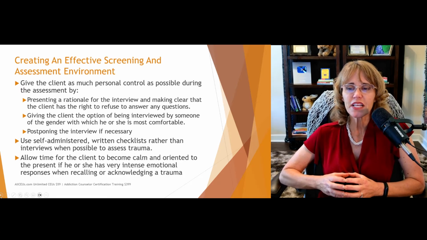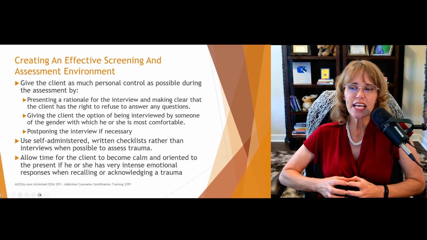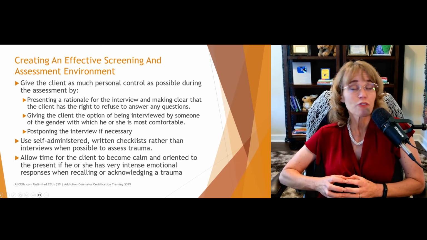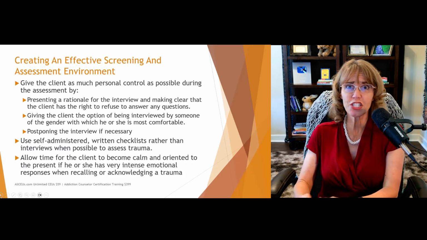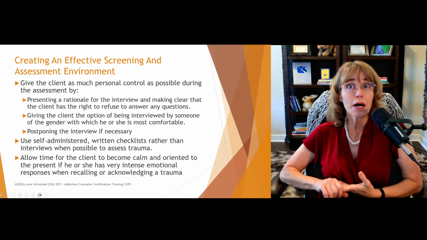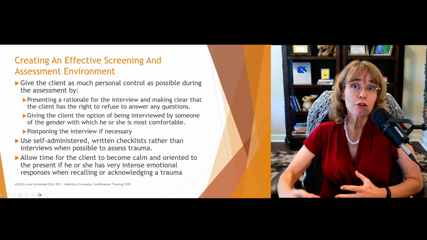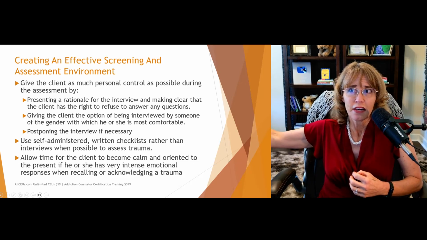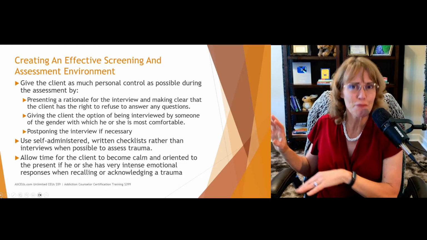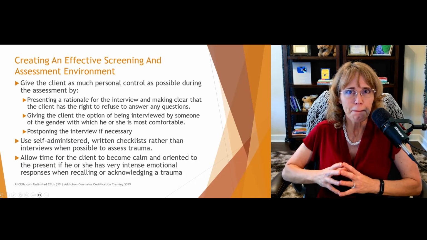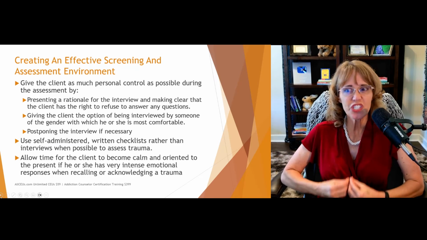Allow time for the client to be calm and oriented to the present if they have a very intense emotional response when recalling or even acknowledging trauma. If you ask that question and they become upset or even dysregulated, we need to allow them to get regrounded before we go on. Don't just say, okay, let's switch gears. Let's just push that aside for a moment and pretend it didn't happen. It's our job to help them feel safe.